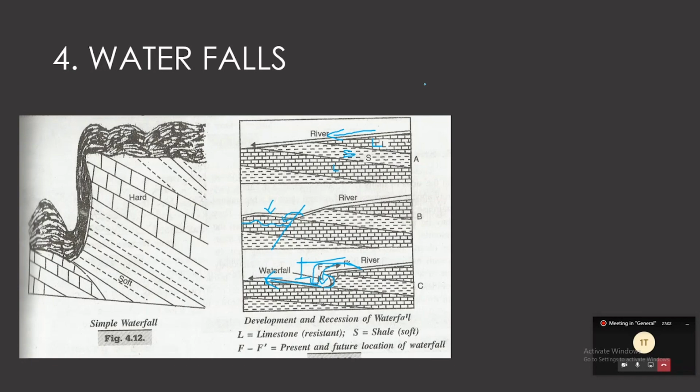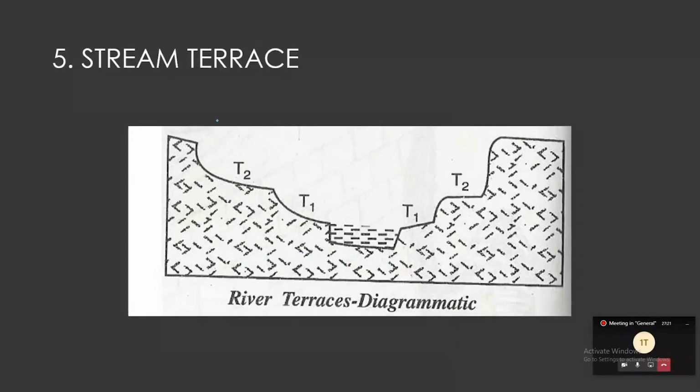So this is the fourth feature. Then the last one is the stream terrace. A stream terrace is again an erosional feature. If you see here, this large part of the river we call the river valley. But where is the river now? The river is now flowing here. And what are these step-like things? These step-like things you are seeing here, T1 and T2, we call terraces. So terraces are produced by the erosion activity of the river.